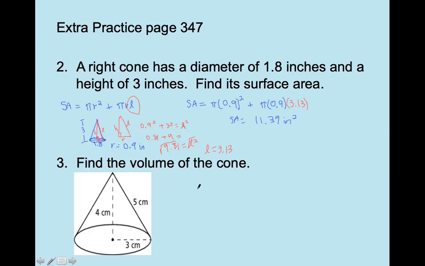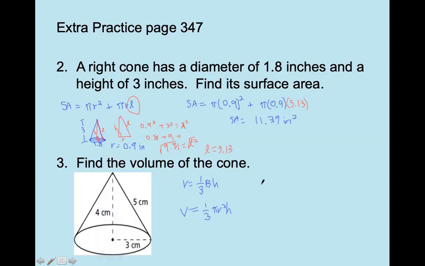All right, number 3, we're finding the volume of the cone. Again, the cone formula looks a lot like the pyramid formula. It is 1/3 base area times the height. But again, since the base is a circle, we can rewrite the formula for the volume of a cone as 1/3 pi r squared times h.